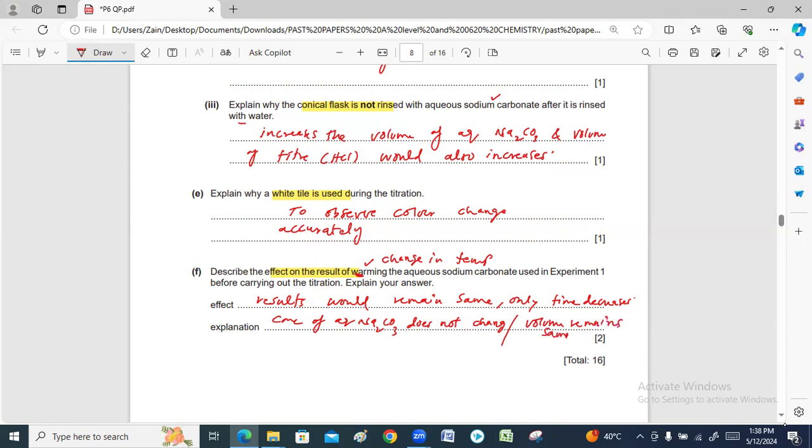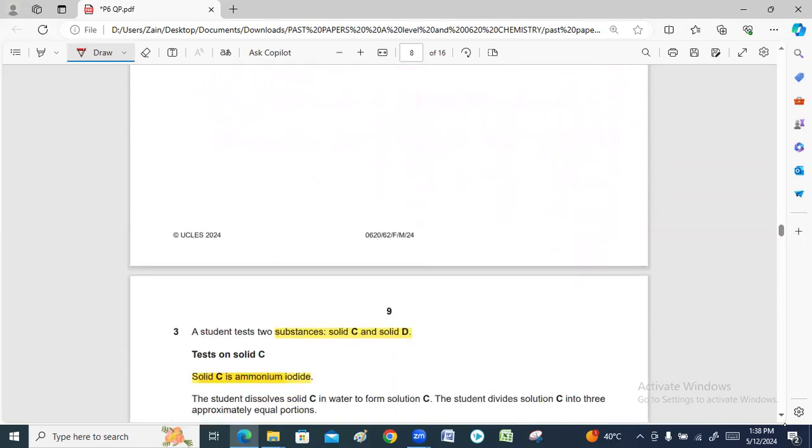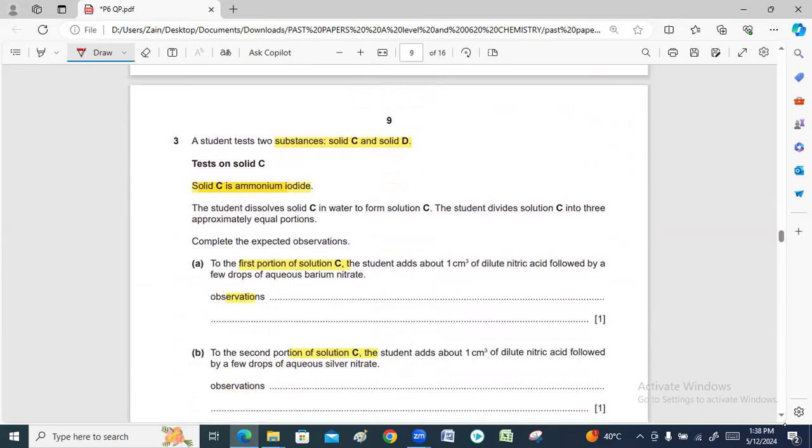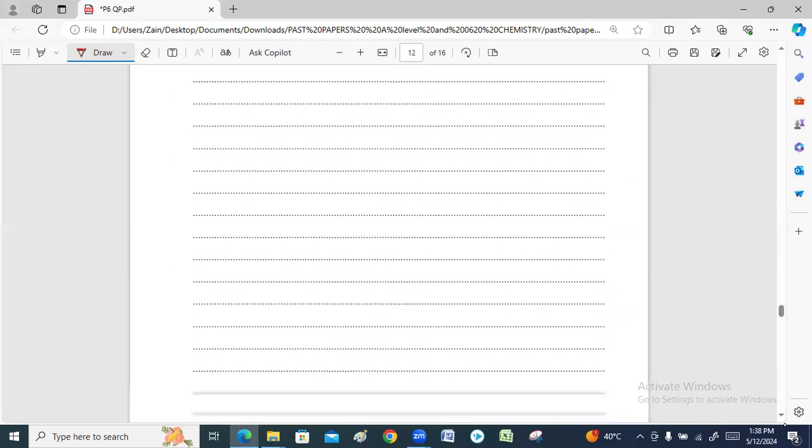This is regarding the titration question. Now let's move to the next question. This is for the test for cations and anions. If you want to do this question, test for cations, anions, and gases, you can use this paper, because the information about the tests for the cations, anions, and gases is already in this paper.